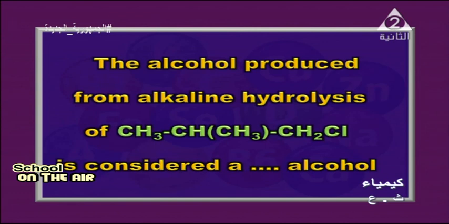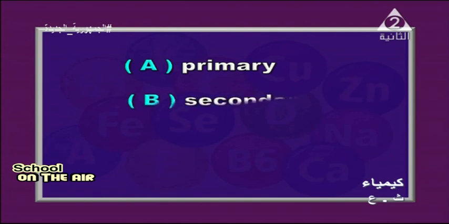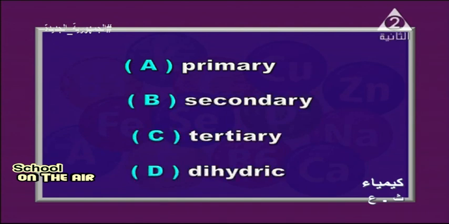Next question. The alcohol produced from alkaline hydrolysis of this molecule, CH3CHCH3CH2Cl, is considered what kind of alcohol? We know that the alkaline hydrolysis means the reaction of the alkyl halide in this molecule with sodium hydroxide. So removing the chloride and putting hydroxide ion, it gives here primary alcohol. So is it primary or secondary or tertiary or dihydric? It gives primary alcohol.